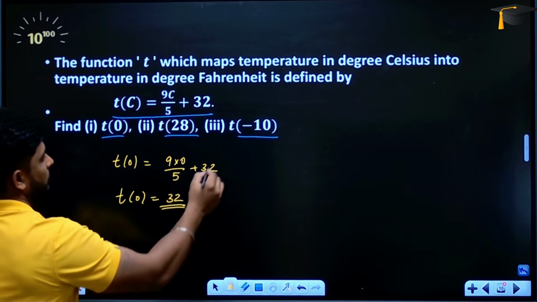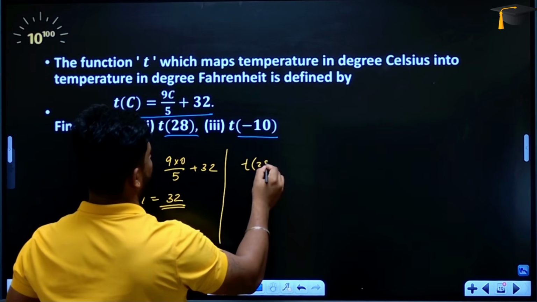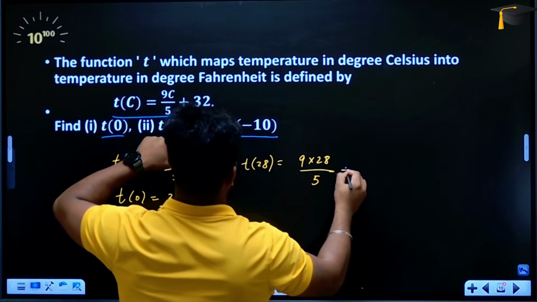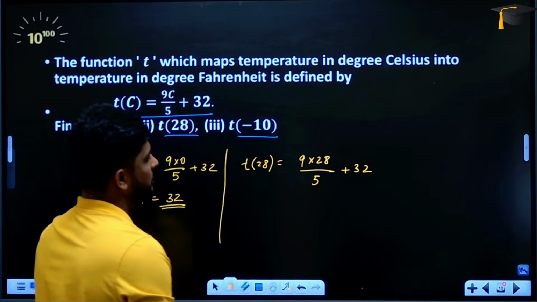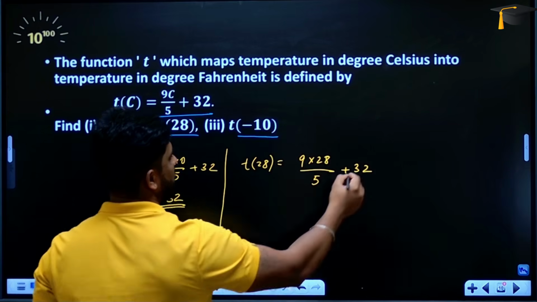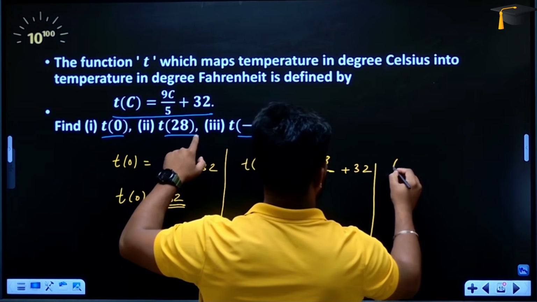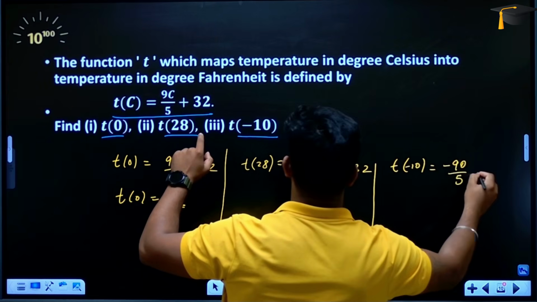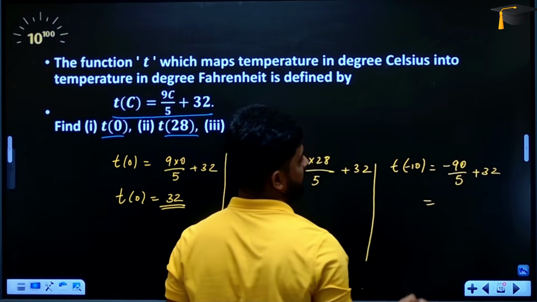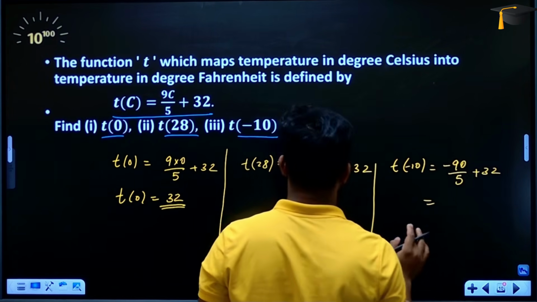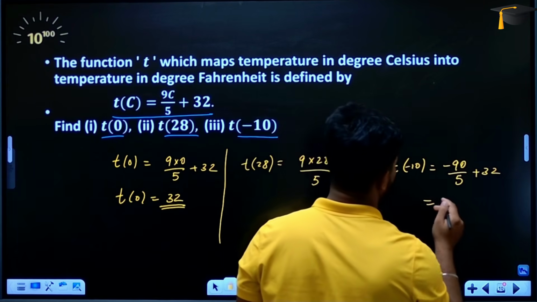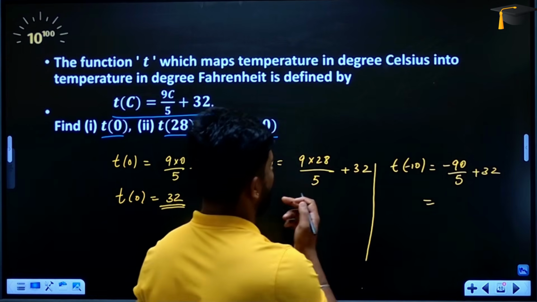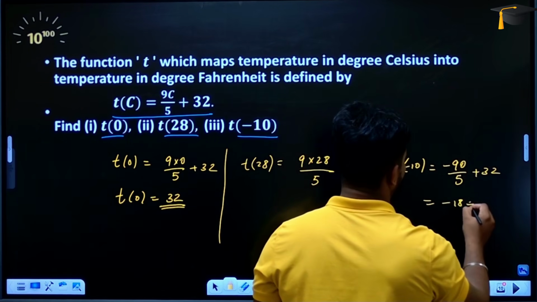Okay, next T of 28. So T of 28 means 9 into 28 divided by 5 plus 32. Calculate it, I'll just leave it to you all. Next, T of minus 10. T of minus 10 means minus 90 divided by 5 plus 32, right? So minus 90 by 5 is actually minus 18. So 9 into minus 10 gives minus 90, and it's minus 18 plus 32.